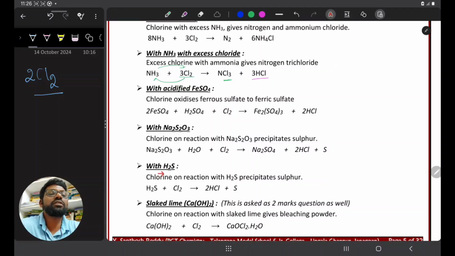Next, reaction of chlorine with hydrogen sulfide, H2S. This is the gas you might have studied in general knowledge questions, a gas which gives a rotten egg smell. So very bad smell, okay, but hydrogen sulfide is a very good chemical compound, and it has many applications in chemistry, right? Chlorine on reaction with hydrogen sulfide precipitates sulfur. The previous reaction also, chlorine on reaction with sodium thiosulfate precipitates sulfur.